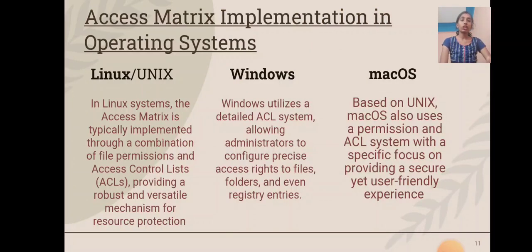Access matrix implementation in operating system. In Linux or Unix. In Linux system, the access matrix is typically implemented through a combination of file permissions and access control lists, providing a robust and versatile mechanism for resource protection. Windows utilizes a detailed ACL system allowing administrators to configure precise access rights to files, folders and even registry entries. Mac OS. Based on Unix, Mac OS also uses a permission and ACL system with a specific focus on providing a secure yet user-friendly experience.